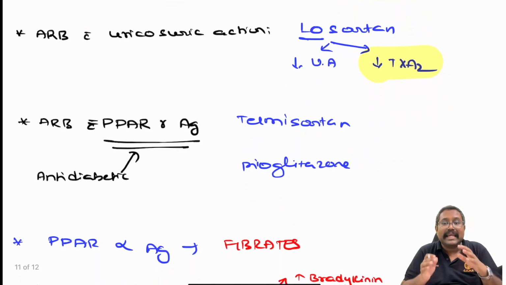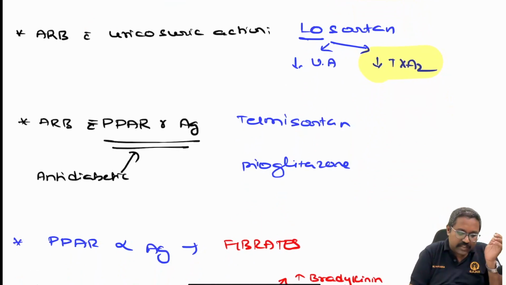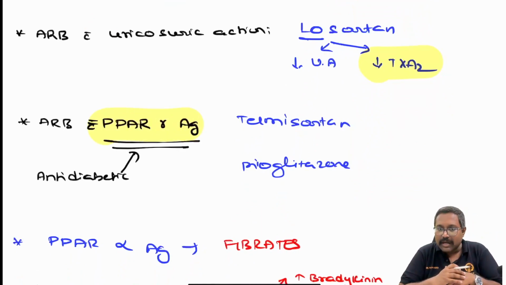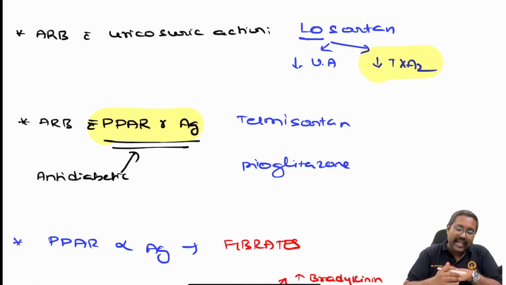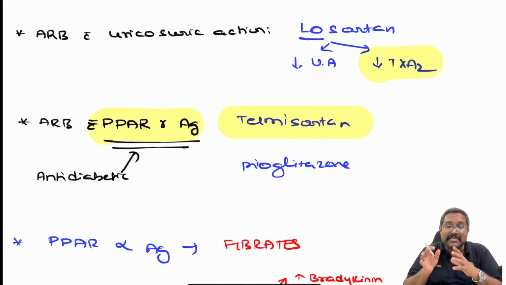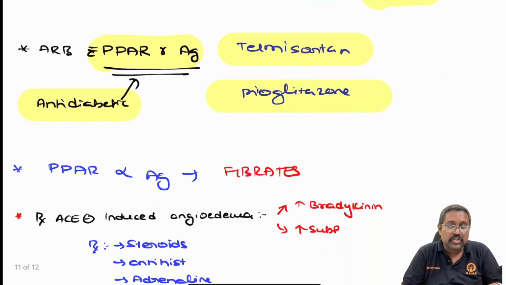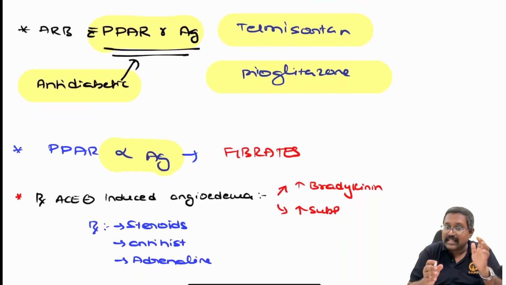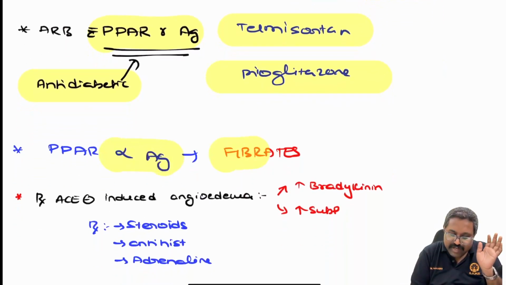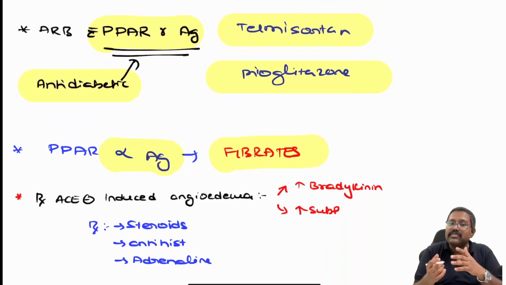Next we have an ARB, angiotensin receptor blocker, which has PPAR gamma agonistic activity. That is telmisartan. Please remember, telmisartan also has anti-diabetic activity, because the anti-diabetic drug which is a PPAR gamma agonist is pioglitazone. So telmisartan can be preferred in a diabetic individual, as it can take care of the sugar levels. Which are the PPAR alpha agonists available in the market? We have fibrates, which are used for reducing cholesterol.